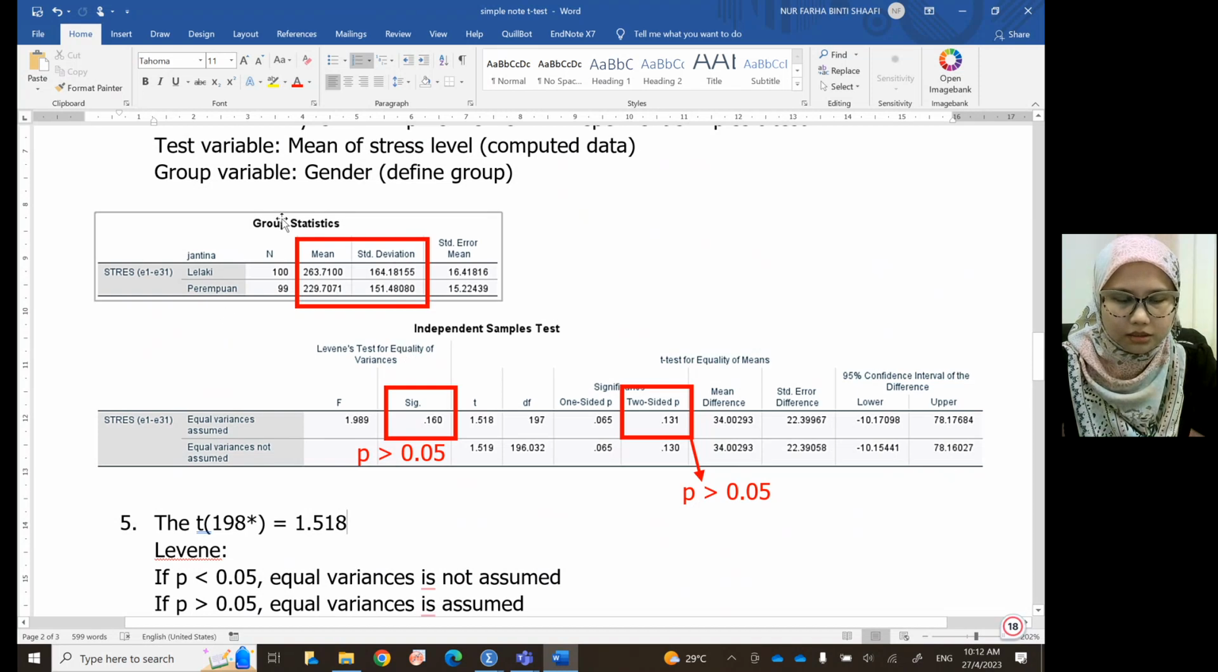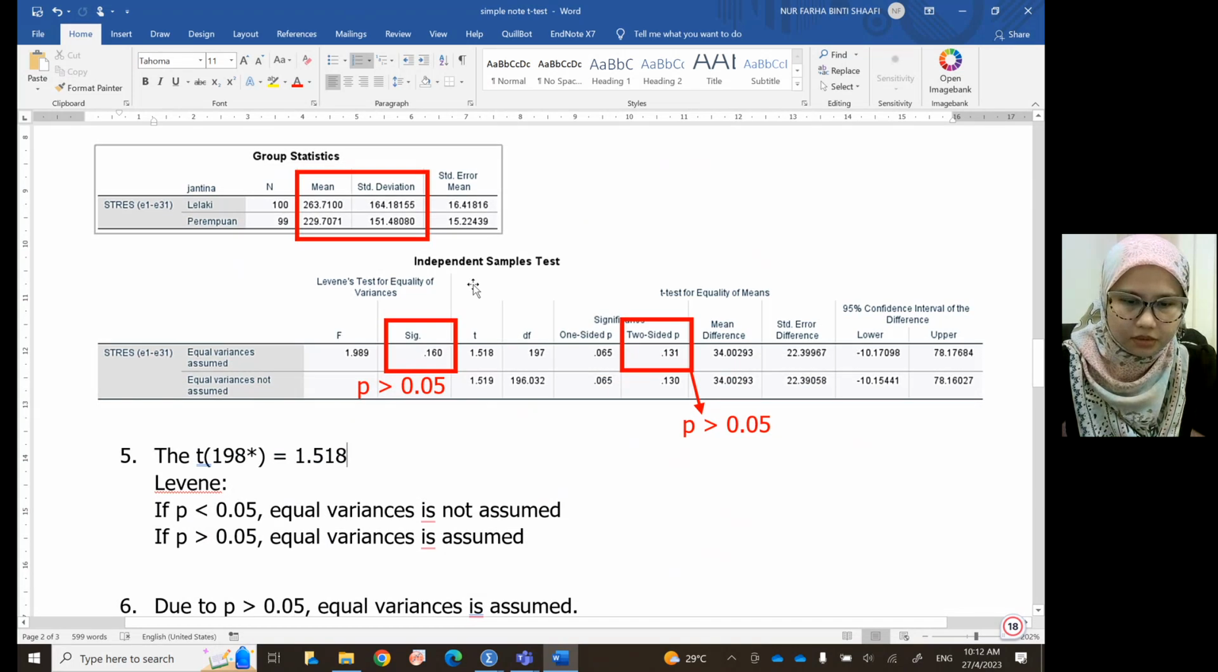Once you have this output, first you need to look at the mean and the standard deviation. Lelaki, for male, the mean is 263.01 with the standard deviation, and for perempuan it is 229.70 or 71 with the standard deviation. You should report this in your thesis as well. And then we go straight to the independent sample t-test.